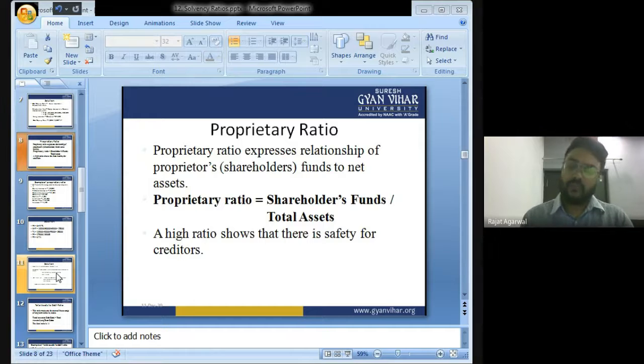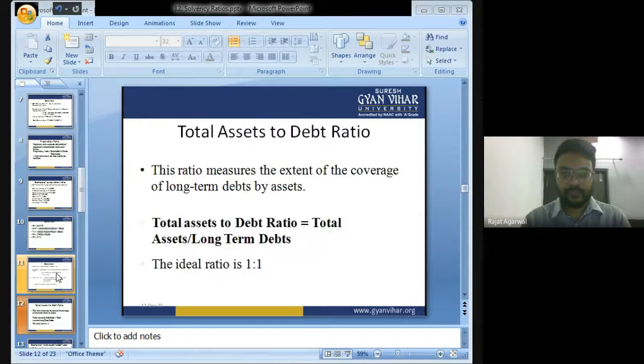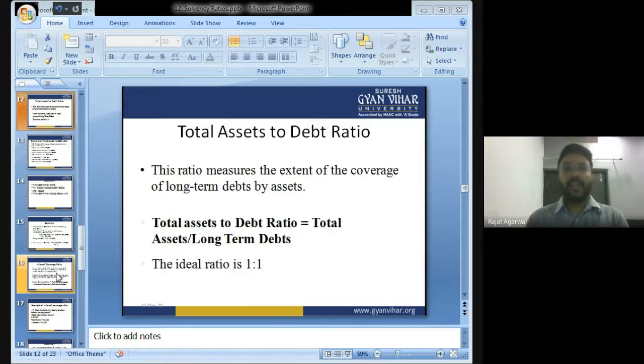Proprietary ratio. What is the formula of proprietary ratio? Shareholder fund divided by total asset. In shareholder fund, we include both share capital and reserve and surplus. Total asset is the total of the asset side, which includes both non-current assets as well as current assets. Then total asset to debt ratio. As the name suggests, the formula is total asset divided by long-term debt.